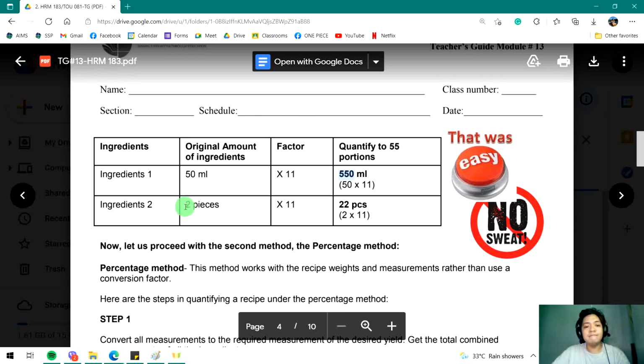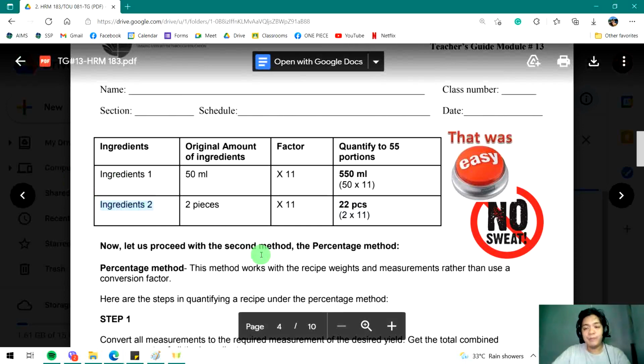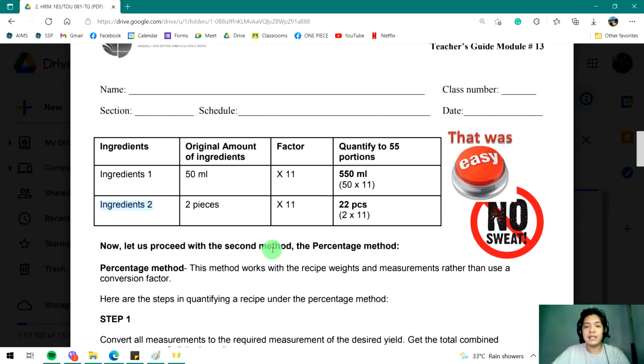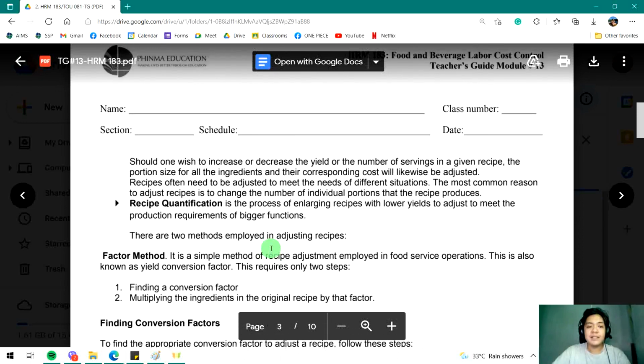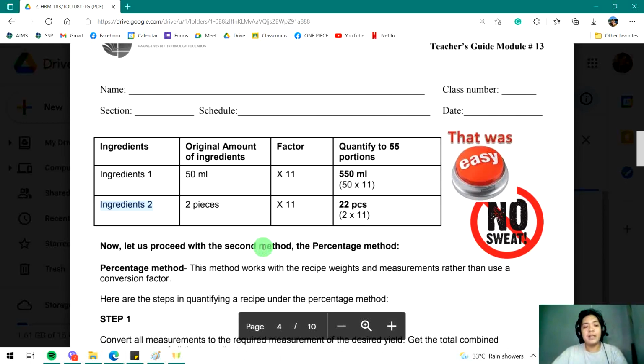Same with 2 pieces, no? Regardless kung ano yung weight measurement niya, we have to multiply the original amount of ingredients times the conversion factor that we have here. And then if we will do that, we will have 22 pieces. So, ibig sabihin, for us to have 55 portions, we need to have 22 pieces of ingredient number 2. Ganun lang siya kadali, ganun lang siya kasimple. Kaya sinasabi ko na mas madaling gawin ang factor method. Mas simple siya at mas direct.